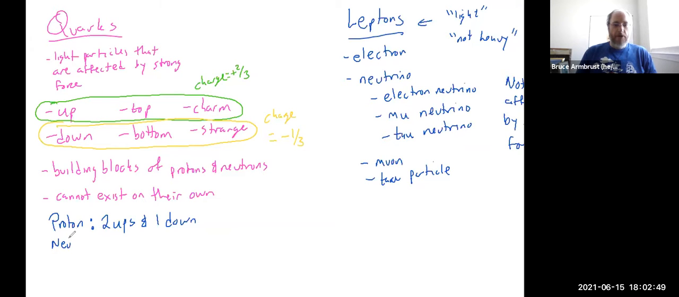All right, now for a neutron, we need a charge of 0, which means any positive has to be balanced by a negative. And you can see the easiest way to do that is to have 1 from this top list and 2 from the lower list. And in fact, that's what a neutron is: 1 up and 2 downs.